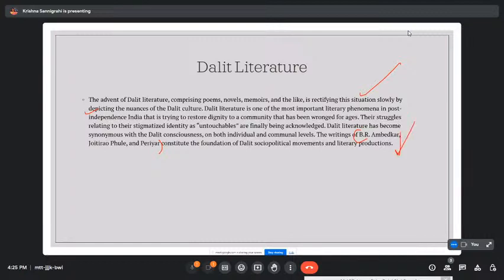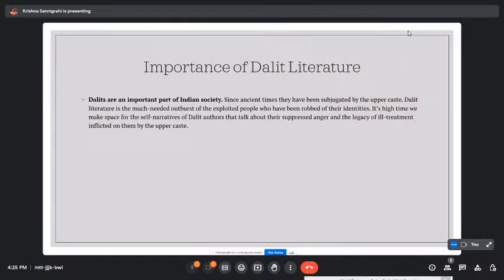and how they have contributed to this body of literature, and how the principles of liberty, equality, fraternity are actually provided by Dr. B.R. Ambedkar. Hence, when Dalit politics is completely dependent on the ideas of Mahatma Phule and Baba Saheb Ambedkar, we need to remember their contribution to the importance of Dalit literature. So Dalits are an important part of Indian society. Now, since ancient times, they have been subjugated by the upper caste.